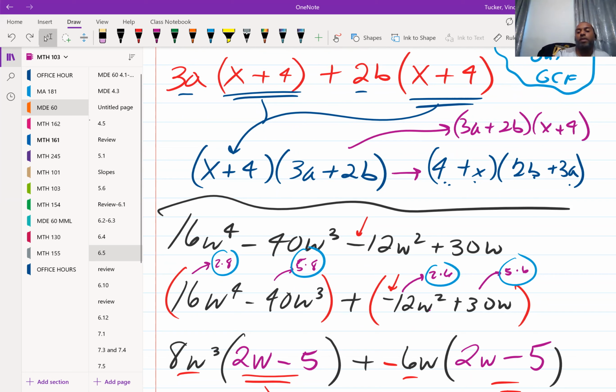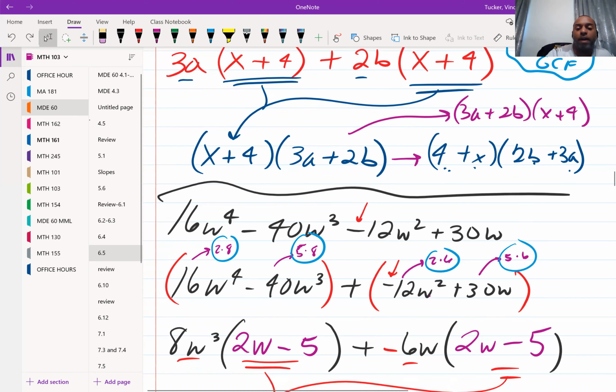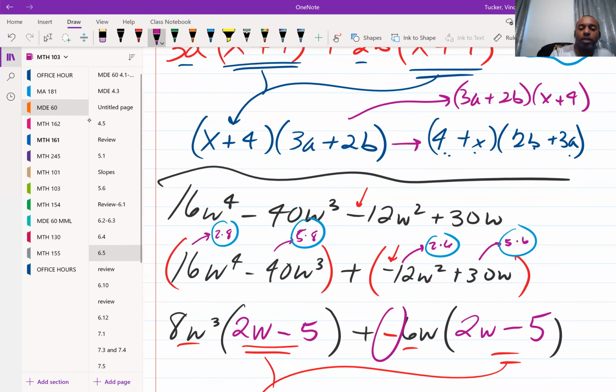The next one, I have 12, which is 2 times 6. 30, which is 5 times 6. So I'm going to pull a 6 out. And then we have W squared and W, so I pull W with the 6. Now, I also pull this negative out. Notice if I didn't do that, then each one of these signs would be different. But remember, I need 2W minus 5.